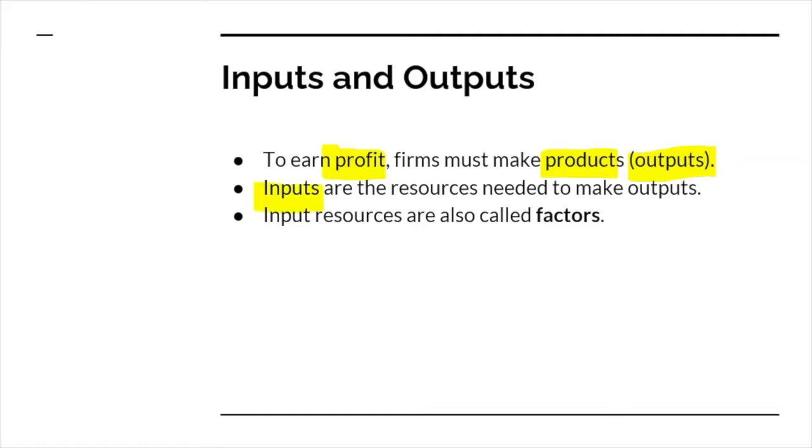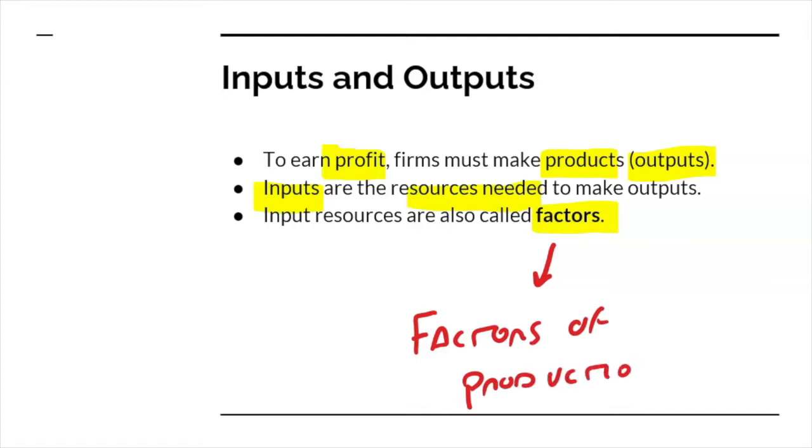Inputs are the resources needed to make those outputs. So going back to our Apple example, to make the MacBook, to make the iPad, what do they need? Well, they need glass for the screen. They need computer chips. All those resources put together to create the finished iPad or the finished MacBook are called inputs. We're also going to call them factors, and we already talked about factors in Unit 1 with this idea of factors of production. So all four factors of production are input resources there.